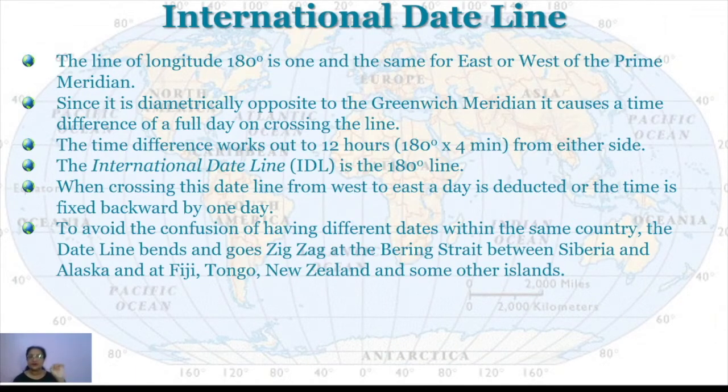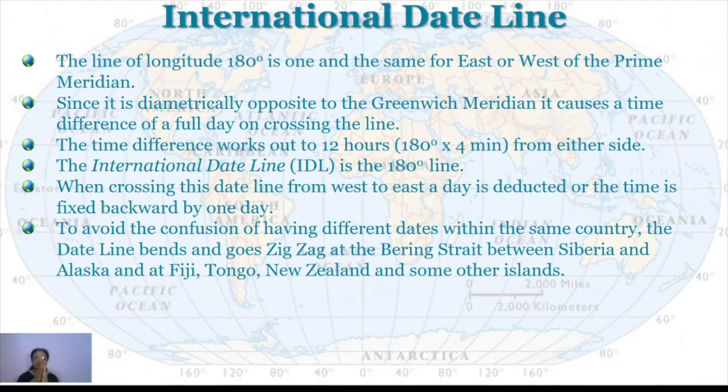It causes a complete difference of 1 day as we go from east to west or west to east. Okay, how does it work? You can see 180-degree, right? 180-degree into 4 minutes, that will give you 12 hours.